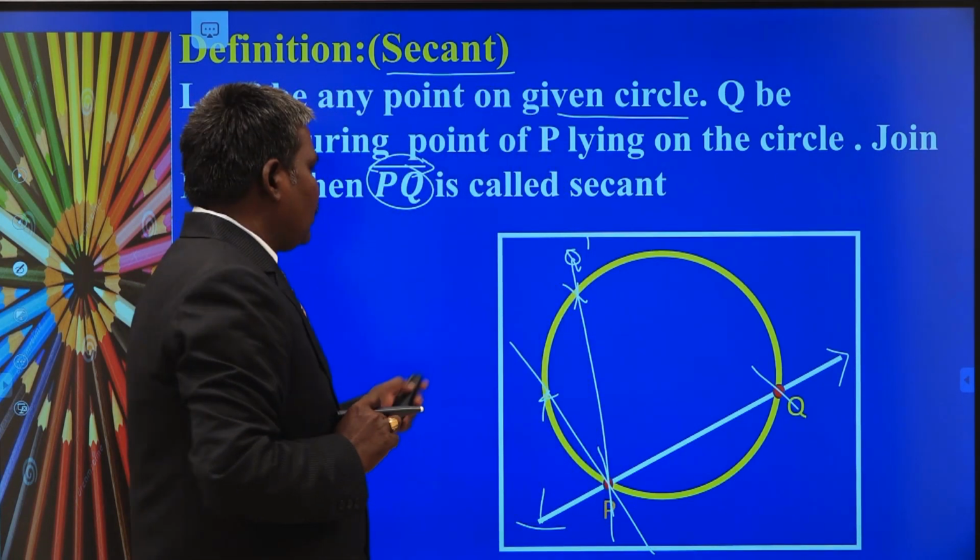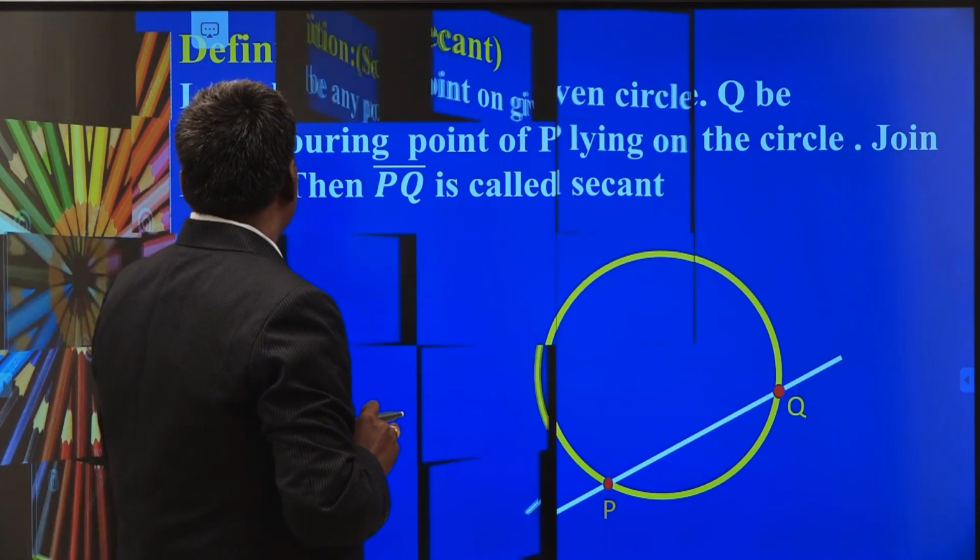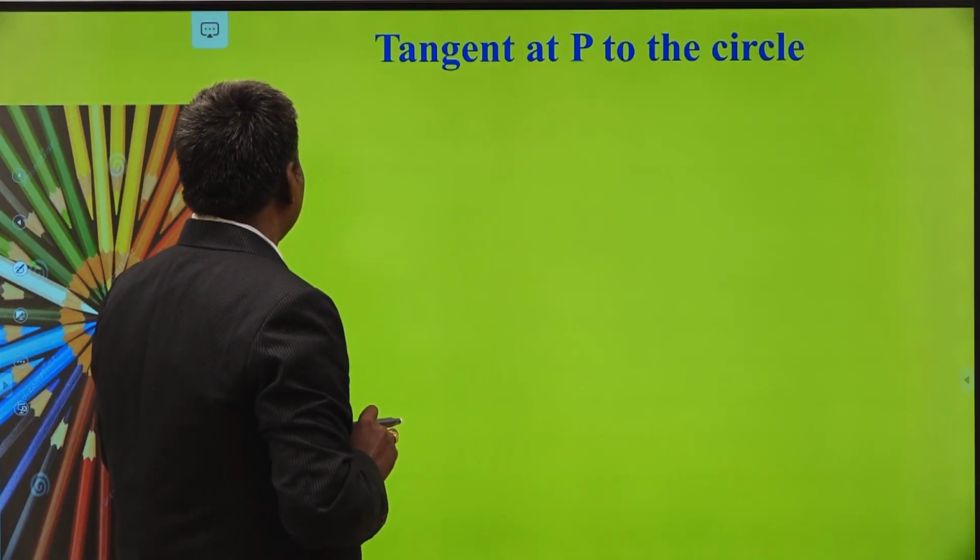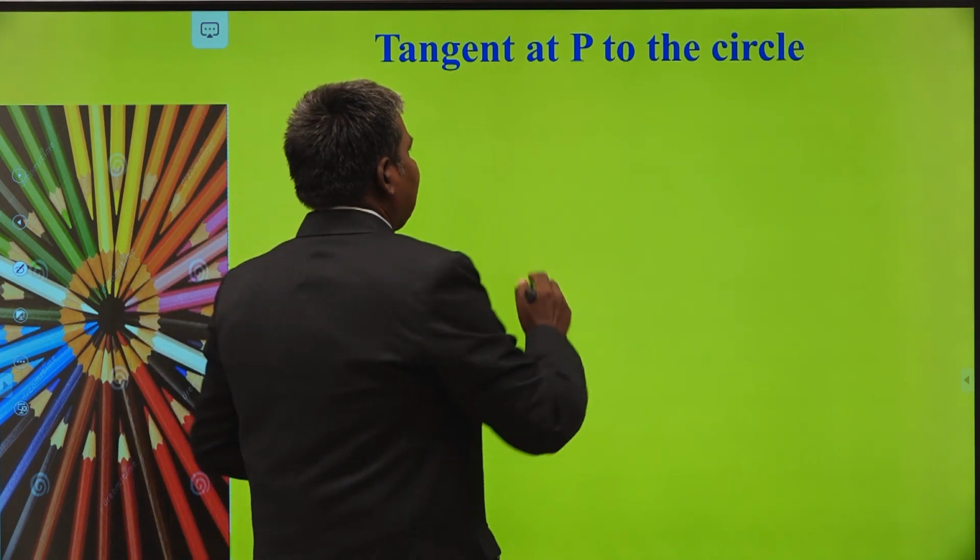Okay. Now, tangent at point P to the circle.